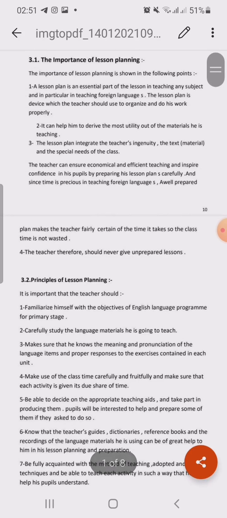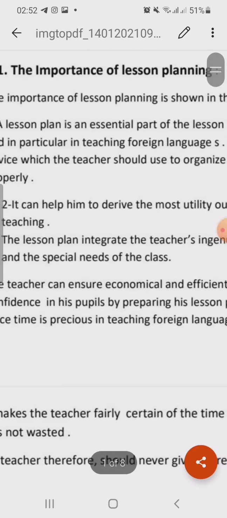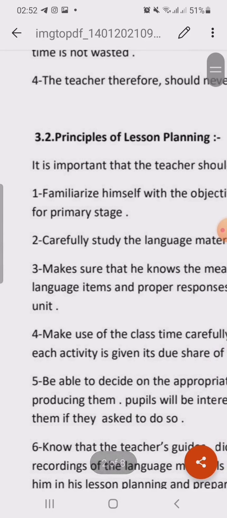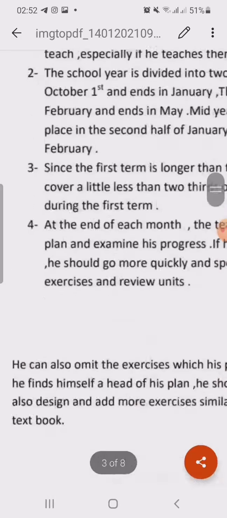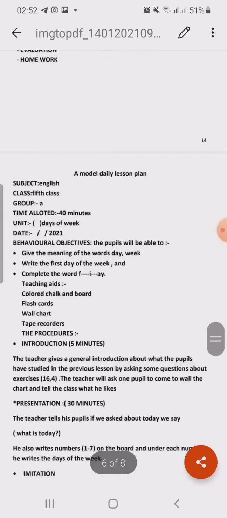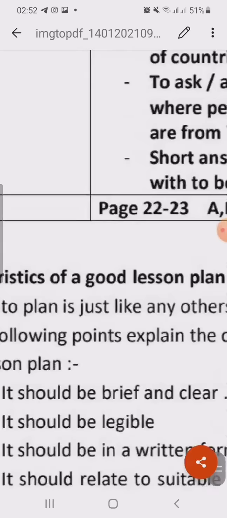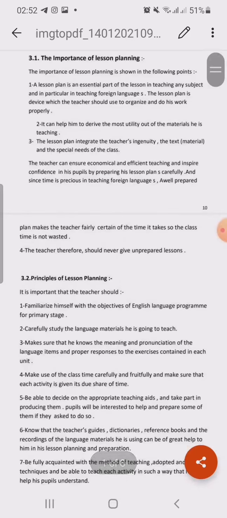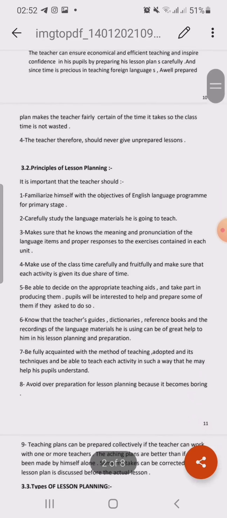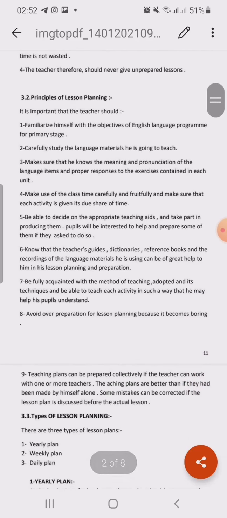Till here we finished the importance of lesson planning, because in the current lecture we have 4 dimensions to have the importance of lesson planning. Here, the first one, the importance. Number 2, principles. Number 3, types of lesson planning. And the last one is the characteristics of a good lesson planning. We have finished the importance of lesson planning. Moving to principles of lesson planning.